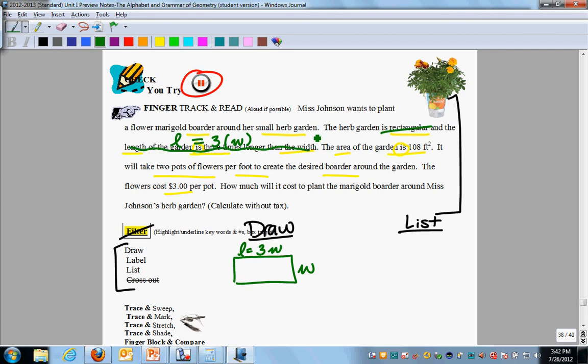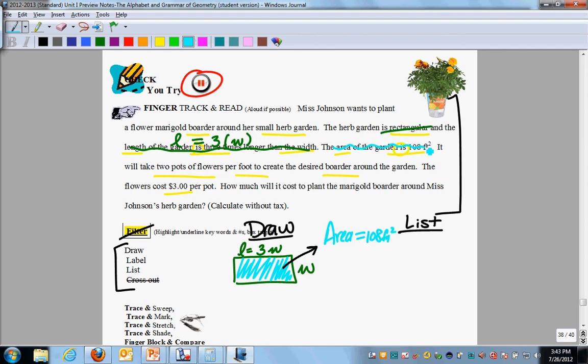Cross it out. The area of the garden is 108 feet squared. So the area, you want to shade. Area is a concept of shading. I'd like you to physically shade that. Then draw an arrow. Now you're going to write the area equation. The area is, that's an equal sign, 108 feet squared.